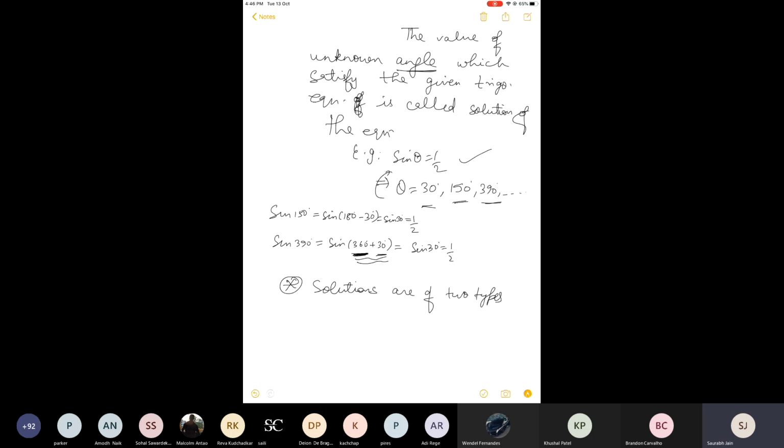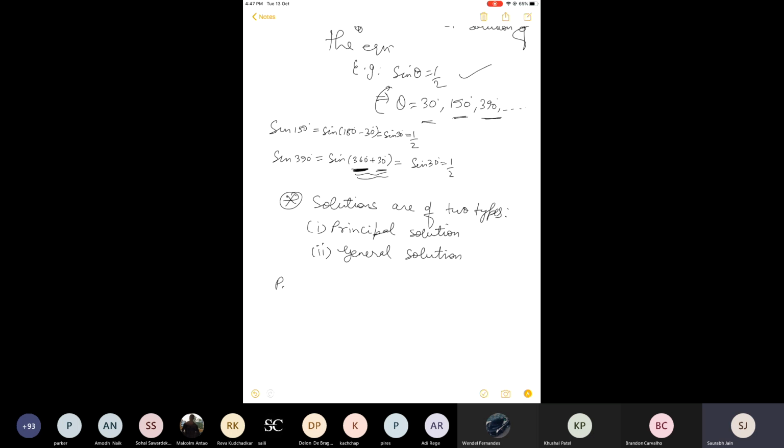So first of all, we will try to write principal solutions of a few equations and then we will come to general solution. Mostly questions are asked from general solution only. But we will gradually develop the idea of what is principal solution and what is general solution. So first, let us begin with what is principal solution.